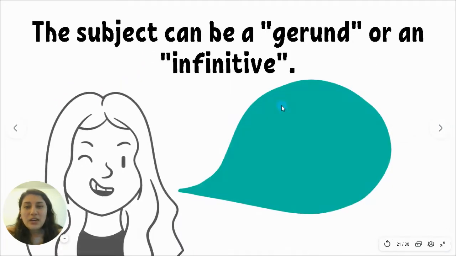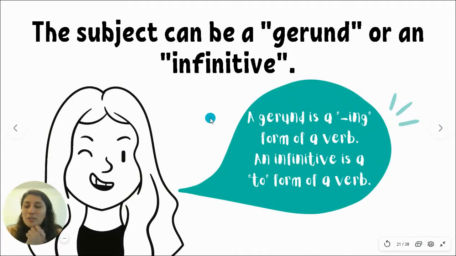And finally, we have this other point that says the subject can be a gerund or an infinitive. So be careful with this, because as we were talking about, the subject can be a noun, a pronoun, or a phrase. But sometimes the sentence is going to start with a gerund that is an ing form or an infinitive that is a to form of a verb. For example, we can have a sentence that says, running is very hard.